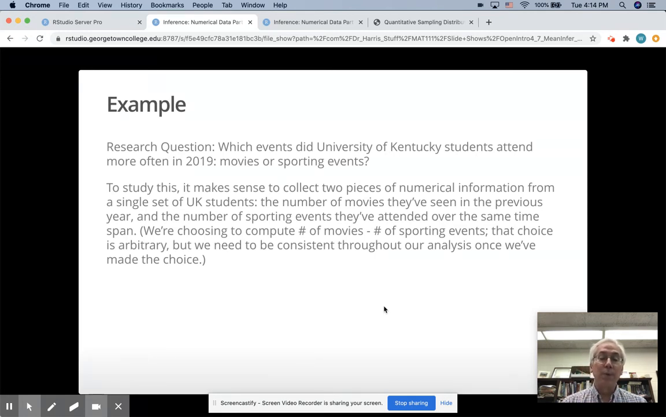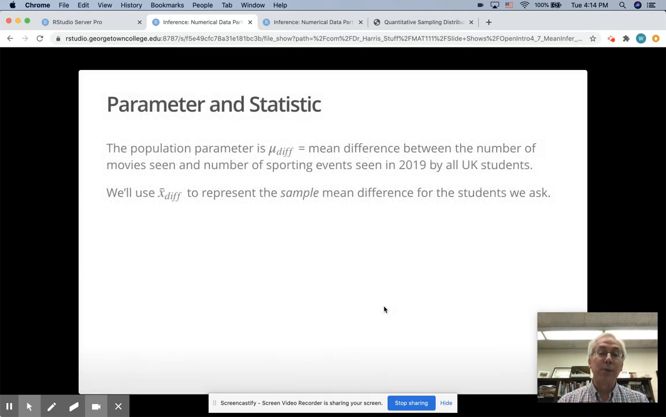We'll compute that difference for every individual, and hopefully answer the question: does that data tell us one way or the other whether they attended one of those events more than the other? So mu sub diff is going to be the mean difference in those two numbers across the entire set of UK students. And so that's what I've got here.